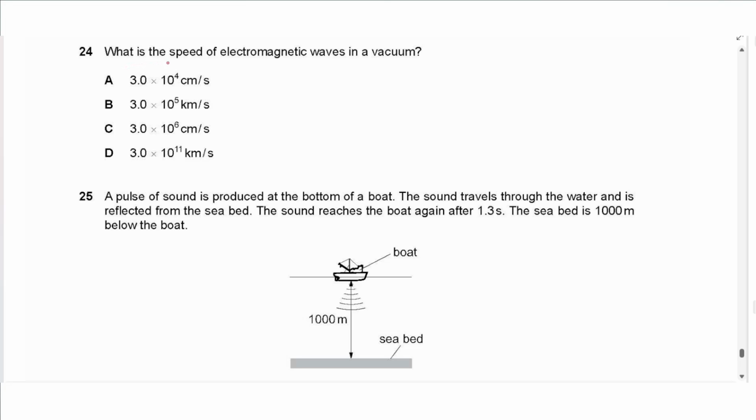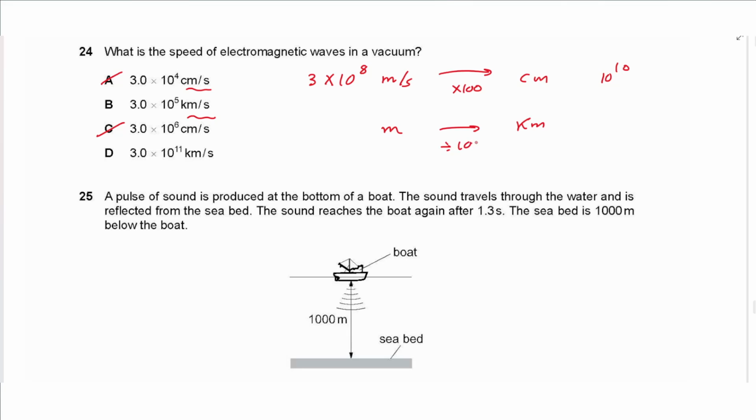Question 24 says, what is the speed of electromagnetic waves in a vacuum? So we know the speed of light in air and vacuum to be 3 times 10 to the power of 8 meters per second, but we have units centimeters per second and kilometers per second. So converting from meters to centimeters, we should multiply by 100. So the power of 10 should be 10 to the power of 10, and we don't have the choices 10 to the power of 10, so C and A are rejected. And converting from meter to kilometer, we should divide by 1000, and dividing this by 1000, that gives a power of 10 to be 5, so we choose the power 5, so the answer is B.